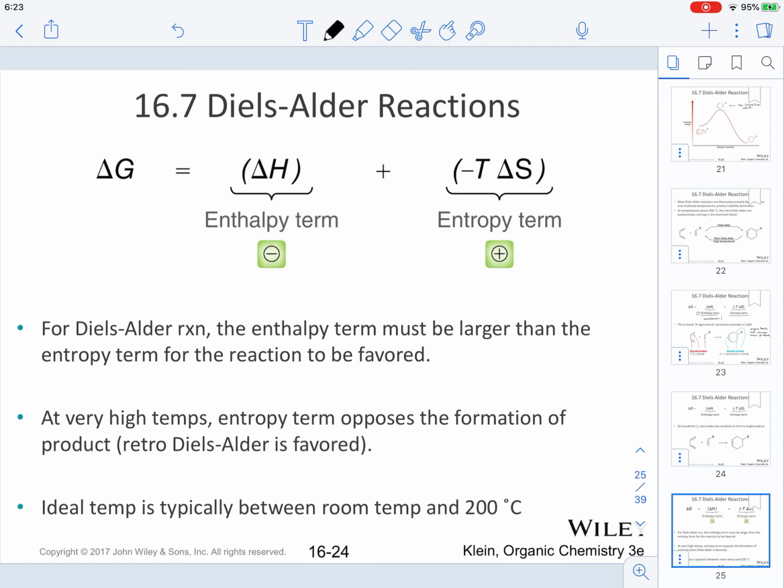So at very high temperatures, because the entropy term is going to be opposing the formation of the product, that's why the retro Diels-Alder is going to be favored. Now, the ideal temperature for this reaction will be between room temperature to 200 degrees Celsius.